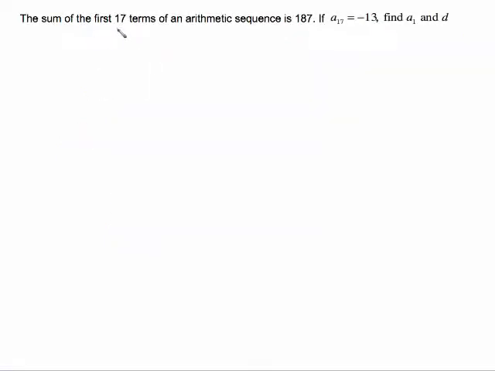This tells us the sum of the first 17 terms of the arithmetic sequence is 187. Symbolically, that would be S sub 17 equals 187. They've also told me that a sub 17 equals negative 13, and they would like me to find a sub 1 and d. I have to decide which of the formulas I'm going to use.